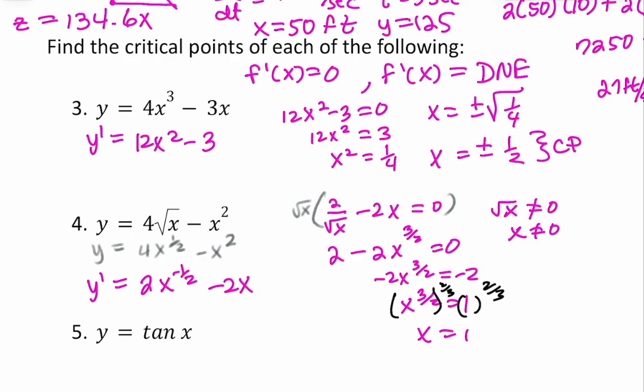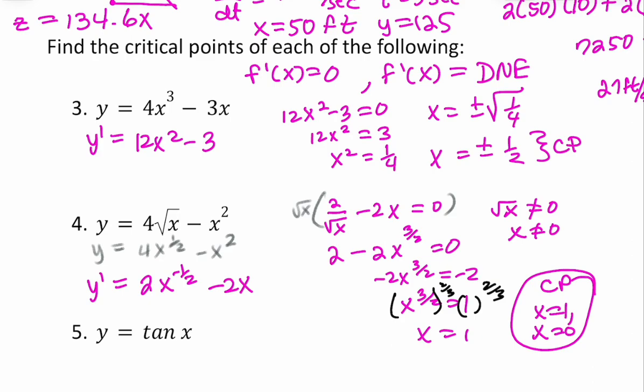So we have critical points when x equals 1 and x equals 0. So we have 2 critical points for that one. 1 because it equals 0 when x is 1, and 1 value of 0 because it messes it up. So don't forget, we have to be aware of what messes it up.